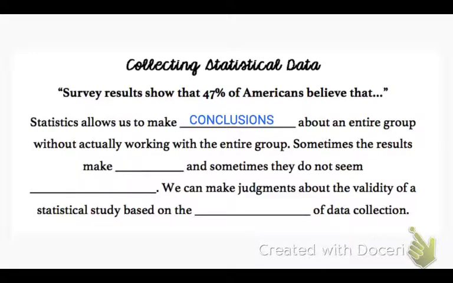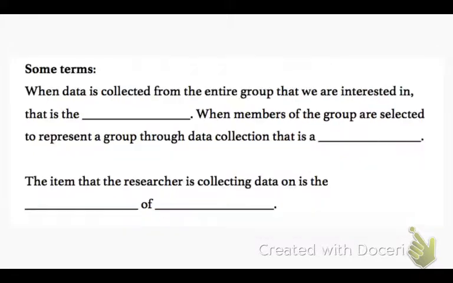So when they say things like show that 47% of Americans believe, what they're really probably saying is 47% of the people we actually talked to said this, and if we collected the data in a valid way, we can make this statement about all Americans. Sometimes the results make sense, and sometimes you just kind of look at them and say, that doesn't really seem very reasonable to me. We can make judgments about the validity of a statistical study based on the method of data collection. So what is it, again, that they did to get the data and start to make statements about the data?